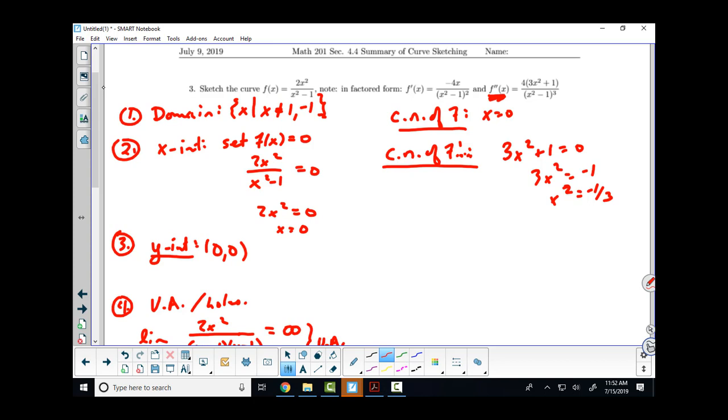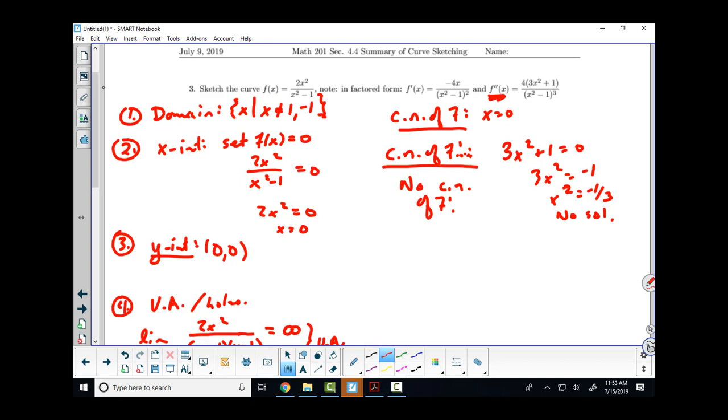No, because if you square a number, you can't get a negative. Okay, so there are no solutions. So there are no critical numbers of f prime. Okay? So, in terms of what we said, remember I said the critical numbers of f give us potential locations for local maxes and mins. So we've potentially got a local extrema at x equals 0. We've got to go explore it.